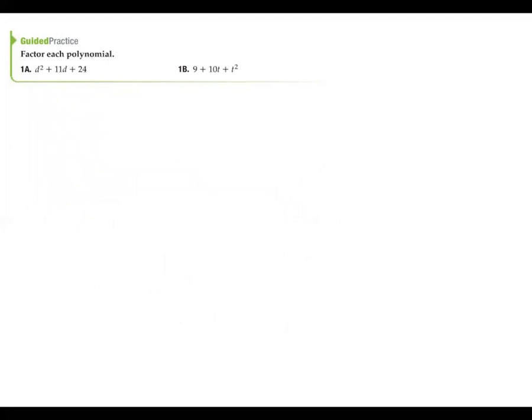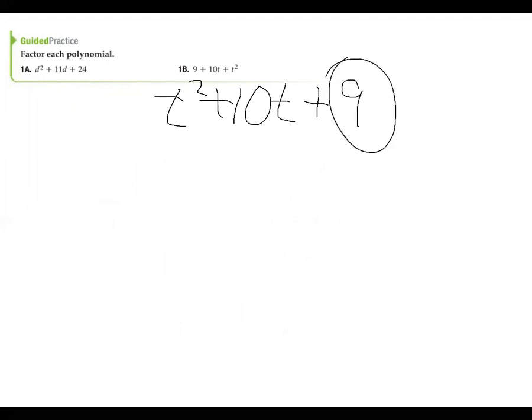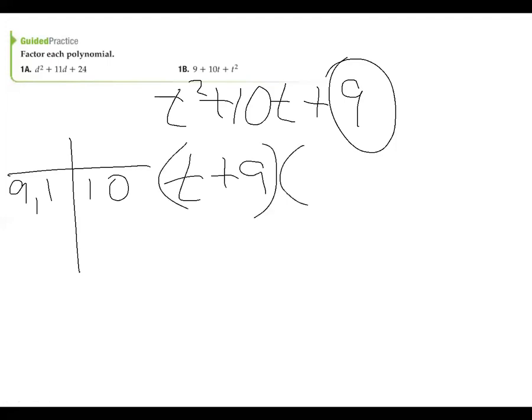The second one, they kind of threw a trick at you. It's not written in standard form, so you want to rewrite it in standard form as t squared plus 10t plus 9. Now I need factors of 9 that add to 10. So I could do 9 and 1, and those add up to 10. I know to use positive factors because they have to multiply to positive 9 and add to positive 10. So I would do t plus 9 and t plus 1.